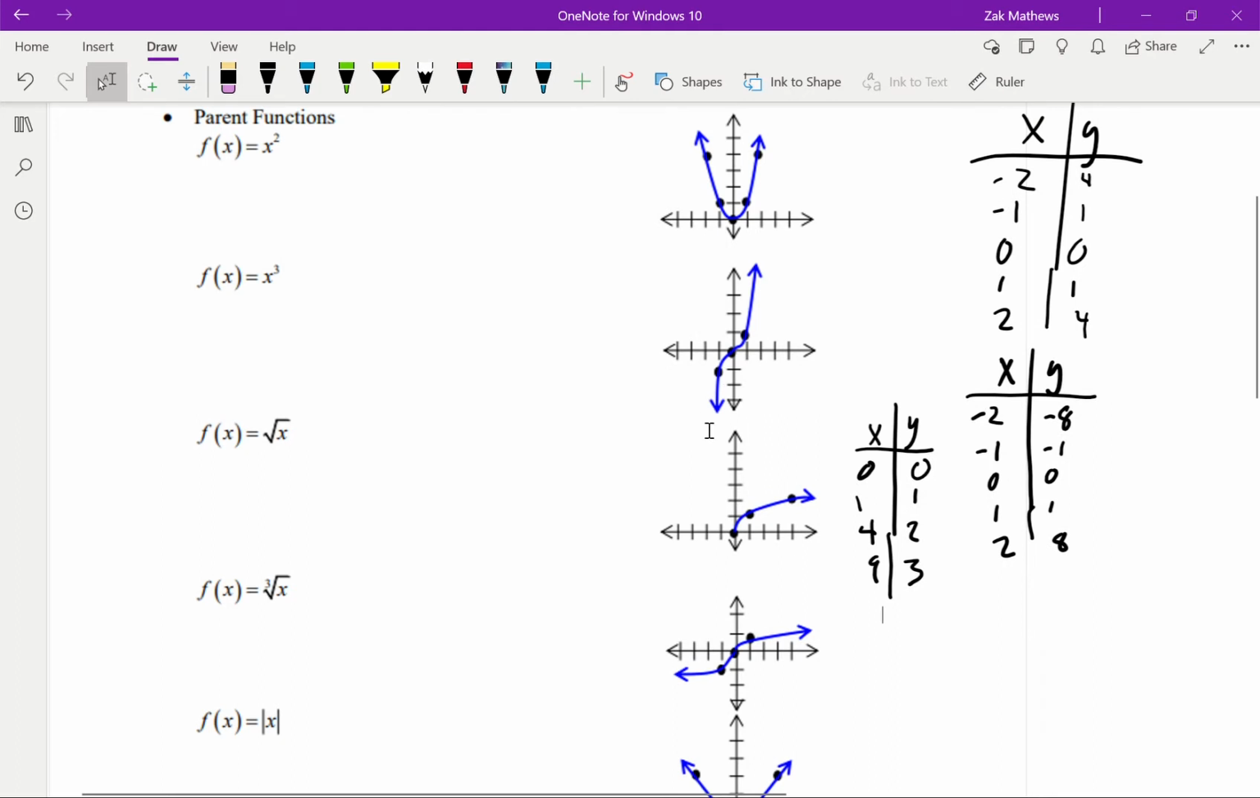Also notice the x cubed and the cubed root of x have the same three inner points there, the -1, 1, the 0, 0, and then the 1, 1. But how it operates around them, very, very different. So we do want to be comfortable with the points and the shape.